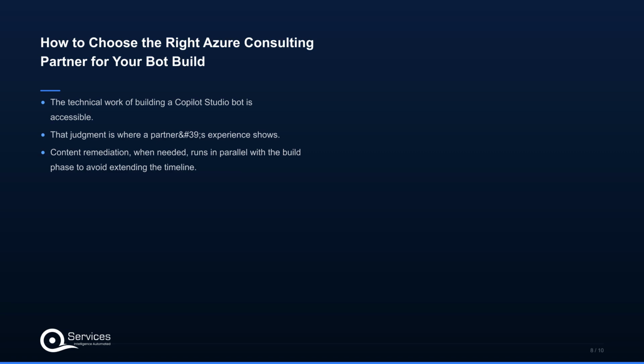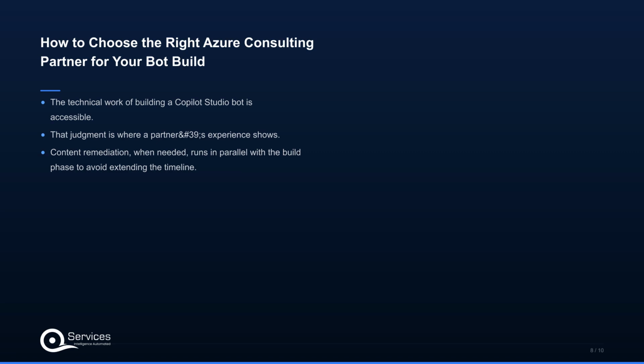A capable Microsoft Azure consulting company building Copilot Studio bots should audit your SharePoint content before development starts, design the escalation and governance model before writing a single bot topic, and handle Power Platform licensing and environment configuration correctly from the beginning. Be cautious of partners who move straight to building topics without asking about your DLP policies, Teams deployment restrictions, or SharePoint content quality.